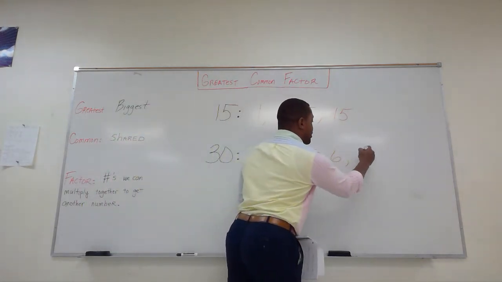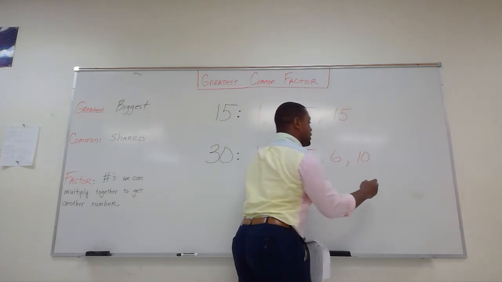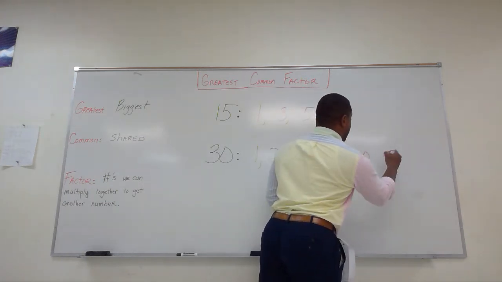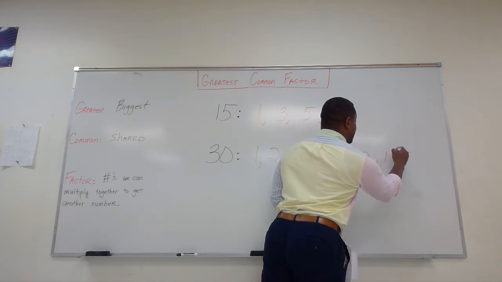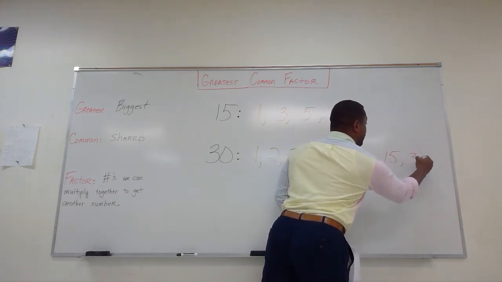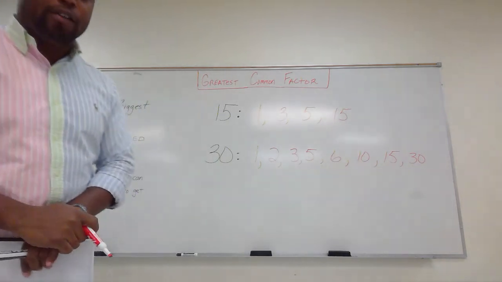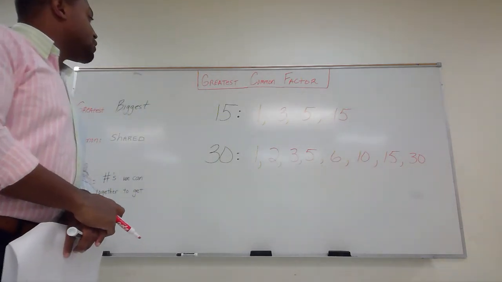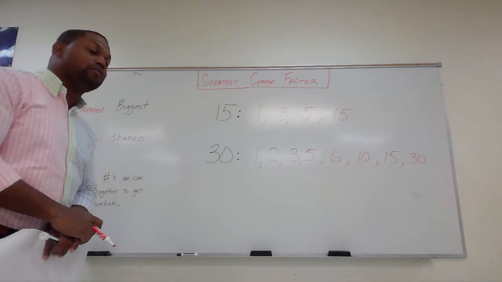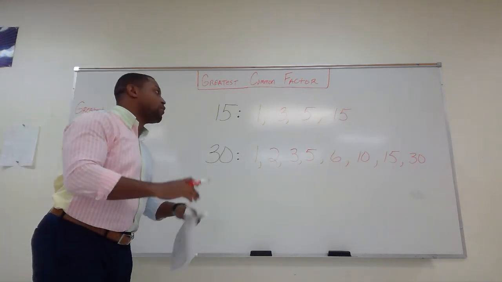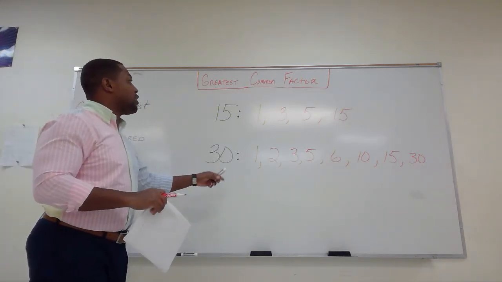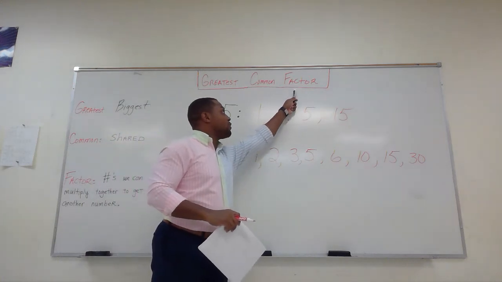What else did we say out here? 10. We said 15 and 30. Okay, so the factors of 30 are 1, 2, 3, 5, 6, 10, 15, and 30. All those numbers can be multiplied by another number to give us 30. And so now we know what a factor is.